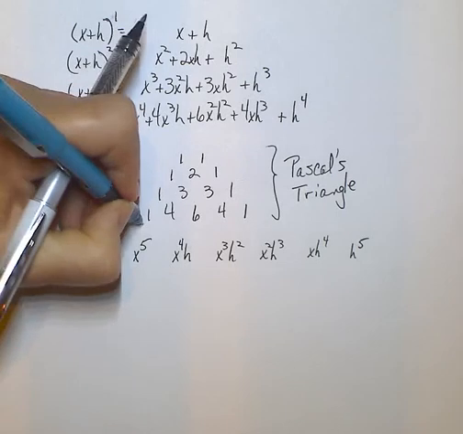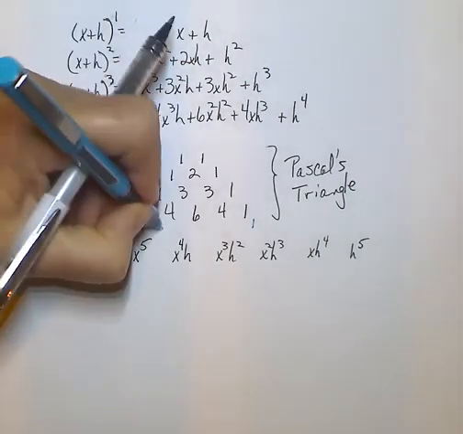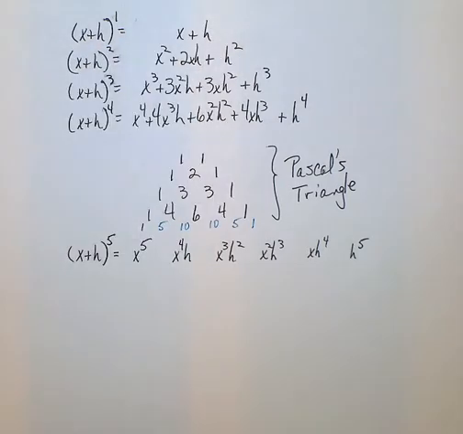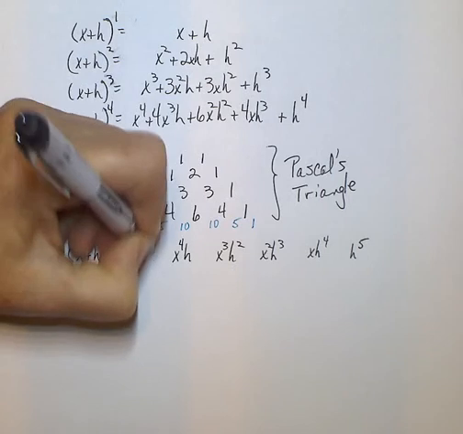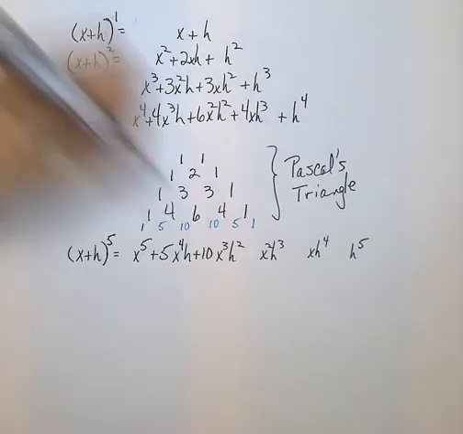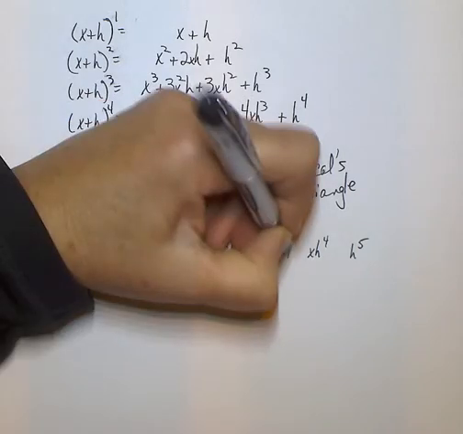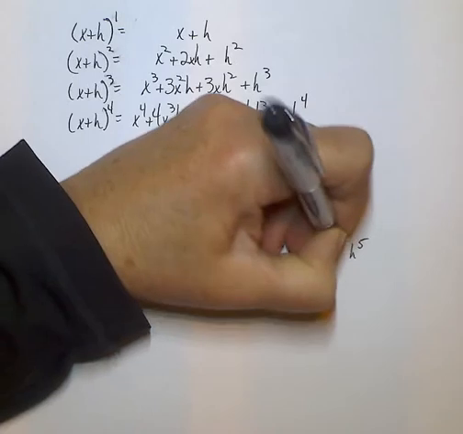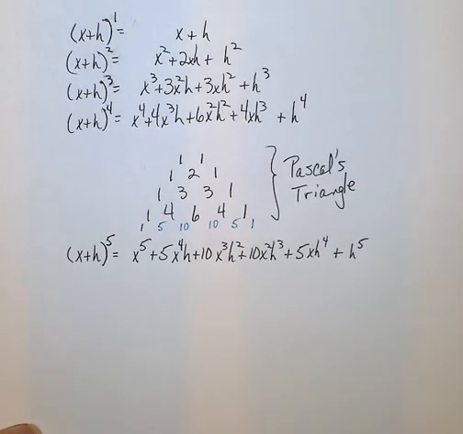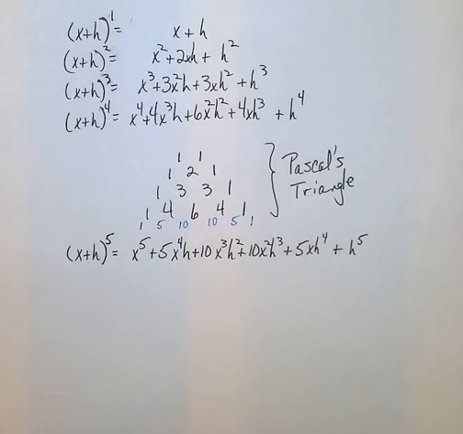Remember, each row starts and ends with a 1. Every number in between comes from the sum of the two numbers up above it. So we'll have 1x to the 5th plus 5x to the 4th h plus 10x cubed h squared plus 10x squared h cubed plus 5xh to the 4th plus h to the 5th. Hopefully that makes sense to you and you actually have this process sort of under control at this point.